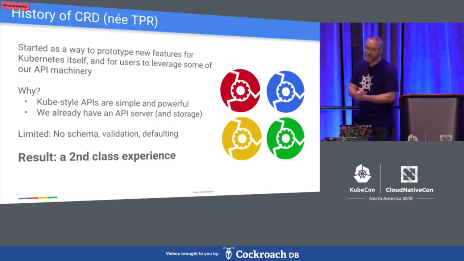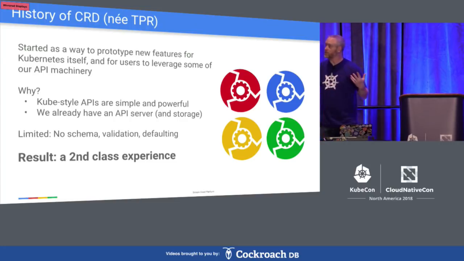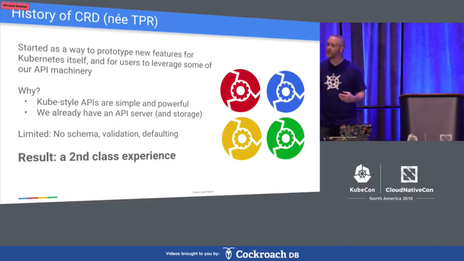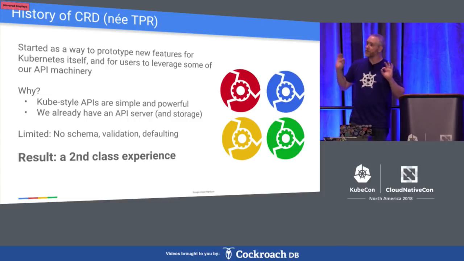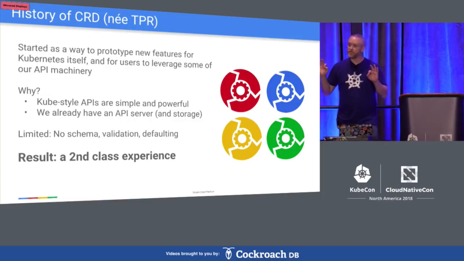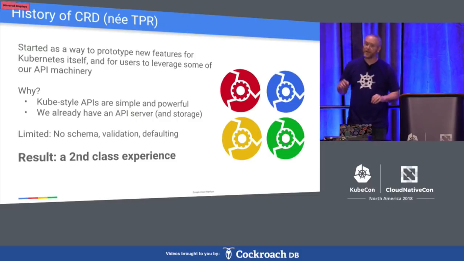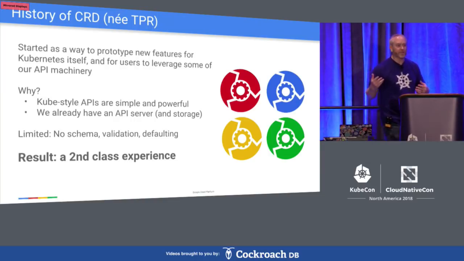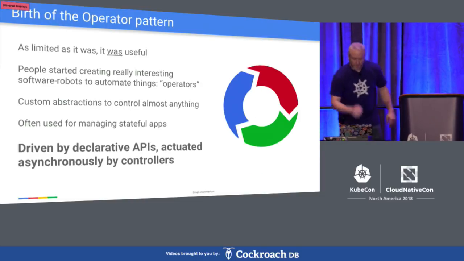Third-party resources. Once upon a time, there was an idea that Kubernetes would grow a whole bunch of new features, and we needed a way for people to prototype those new features. So Brendan Burns and a bunch of other people built this idea of third-party resources. You could plug in a new API type into Kubernetes, and it was really super crappy, but it was good enough. It lets you capture the Kubernetes API style, build your thing like you would build a Kubernetes API, and then prototype and prove that your idea was actually worth doing. It was very limited, though. There were no schemas, there was no validation, there was no defaulting. It was really second class.